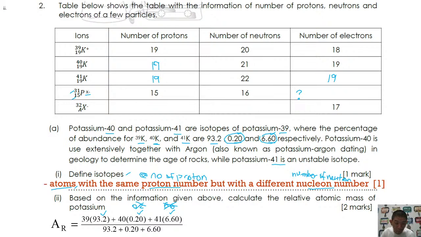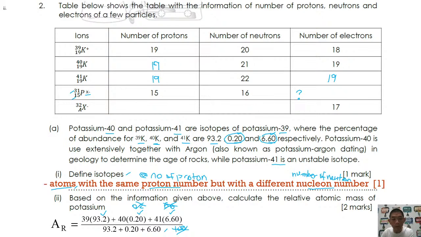Okay, and then finally, over 93.2 plus 0.2 plus 6.6. Now, I usually don't recommend students to straight away put 100. I don't recommend. You should show how you get the 100. So use this method, 93.2 plus 0.20 plus 6.60. And then sometimes it may not be 100%, so you have to be aware of this. So the key in the substitution here is to substitute exactly as given to you in the questions.